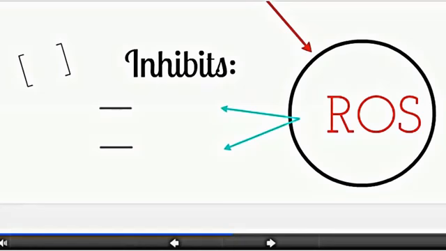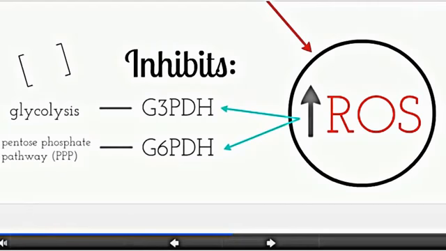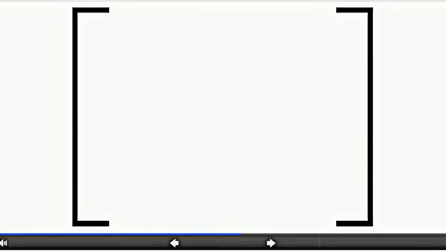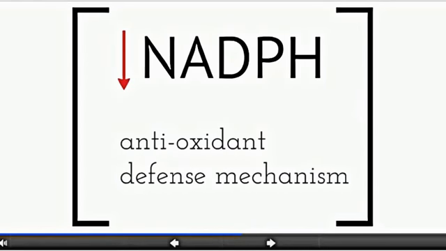Overproduction of reactive oxygen species inhibits two major rate-limiting enzymes, glyceraldehyde 3-phosphate dehydrogenase in glycolysis, and glucose 6-phosphate dehydrogenase in the pentose phosphate pathway. Consequently, this decreases the production of reducing equivalent NADPH, which is needed for glutathione peroxidase and glutathione reductase reactions. As a result, the cell's natural antioxidant defense system is unable to degrade reactive oxygen species to water and oxygen.